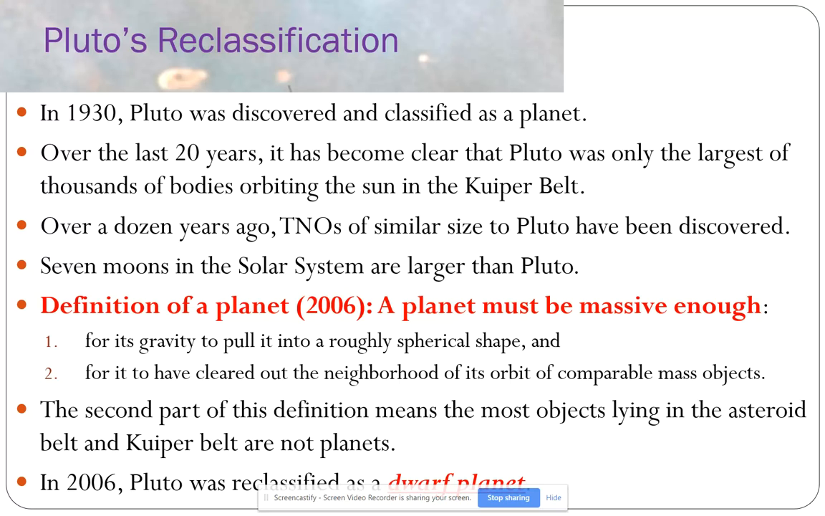Coming down here, this one's an important one to note. There are 7 moons in the solar system that are larger than Pluto.